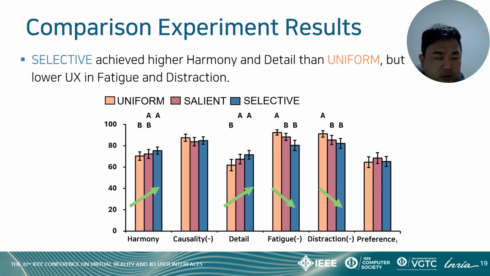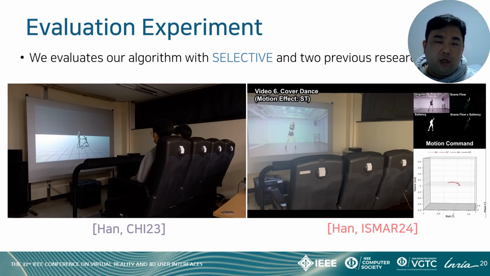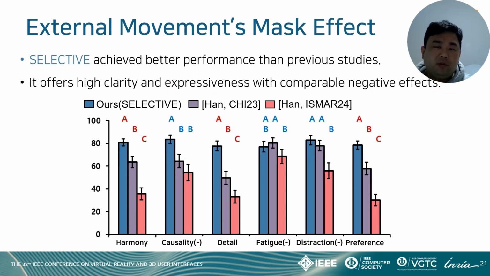However, the 3 motion effects show a high degree of causality, enabling the motion effect to occur at the user's desired timing. We conducted another experiment comparing the 2 previous studies with selective, which demonstrate higher expressiveness. Aside from the 3 motion effect conditions and a different set of 20 participants, the experimental procedure was the same as before. Our algorithm, selective, demonstrates substantially higher scores in all user experience measures compared to the previous works.